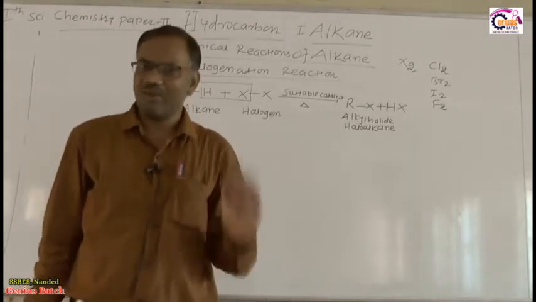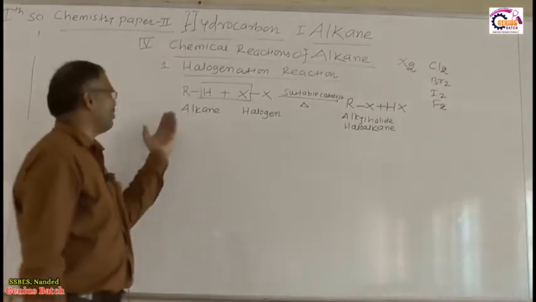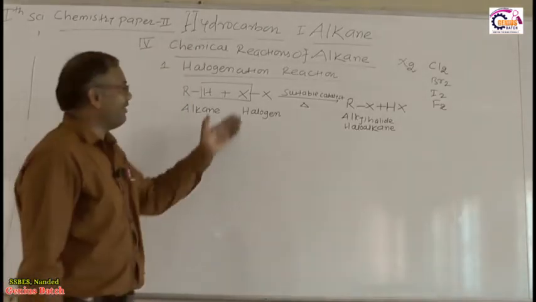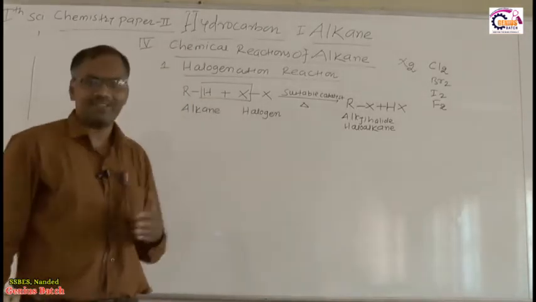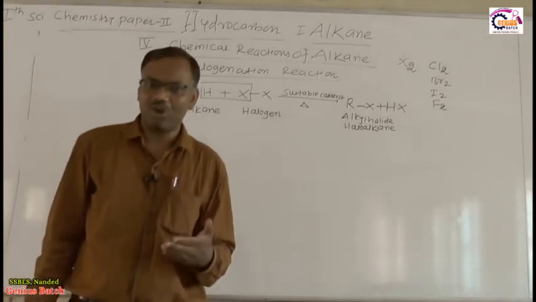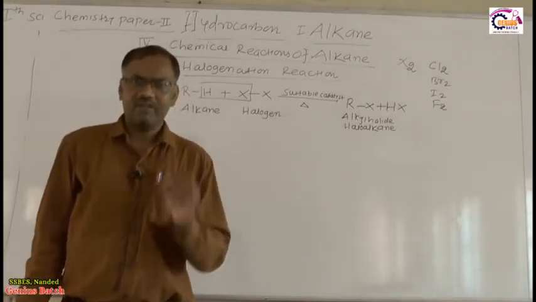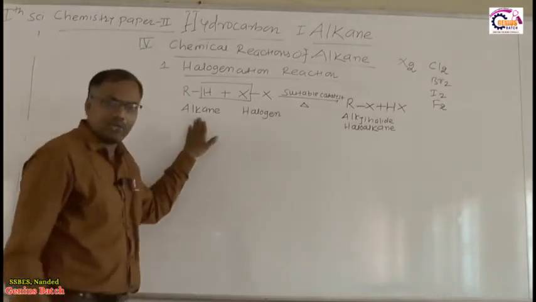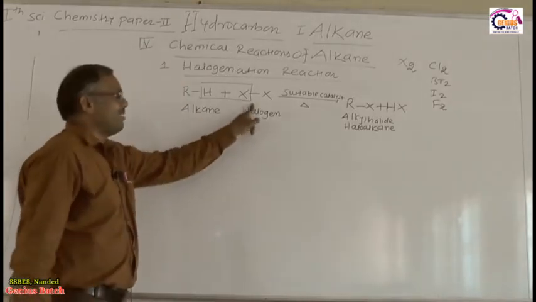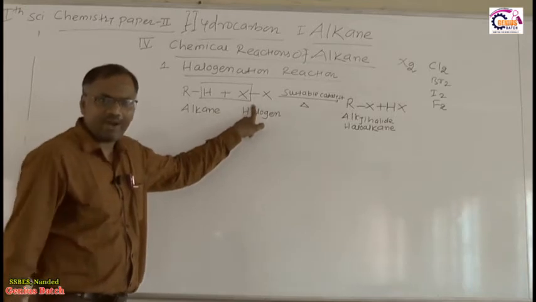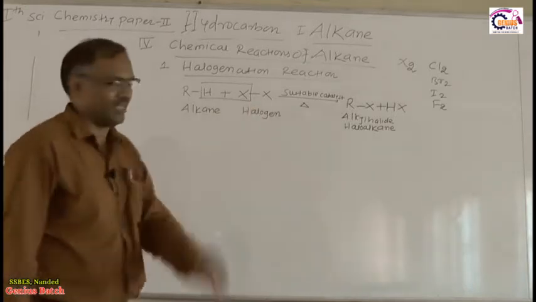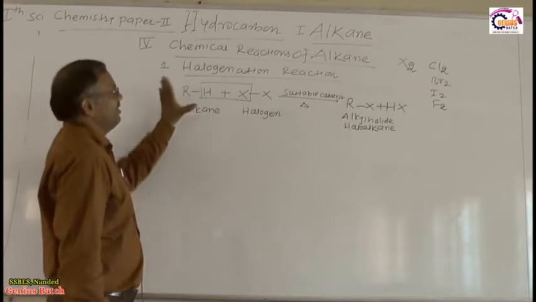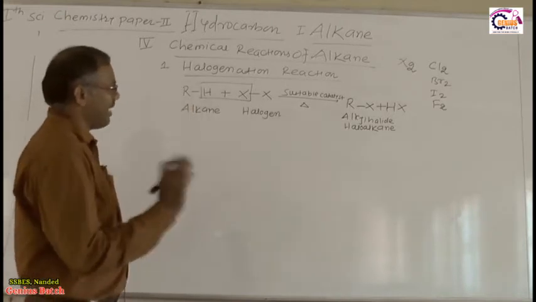So what is the halogenation of alkane? We replace the hydrogen of the alkane and add the halogen to the alkane. Therefore it is called halogenation of alkane. The reaction which involves the replacement of one or more hydrogen atoms of alkane by the same number of halogen atoms is called halogenation of alkane. So this is the definition of halogenation of alkane.